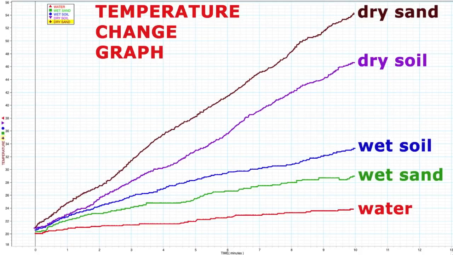Now, if you look very closely, you will see that the graph shows that the water didn't change temperature very much at all. But the dry sand changed temperature quite a bit. It went from 20 degrees all the way up to 54 degrees when being heated for the 10 minutes. Water, on the other hand, only changed temperature a few degrees.